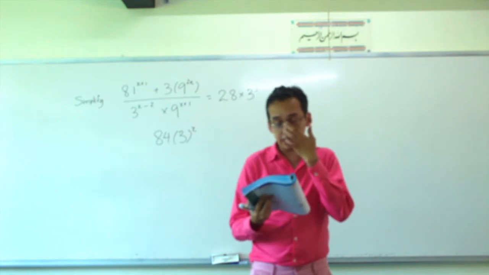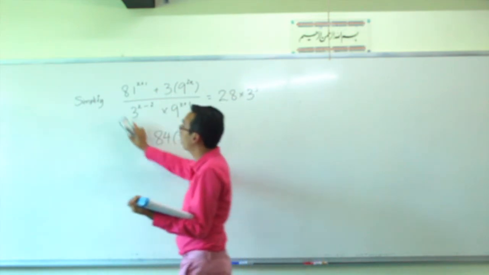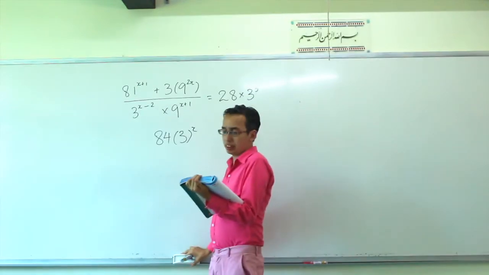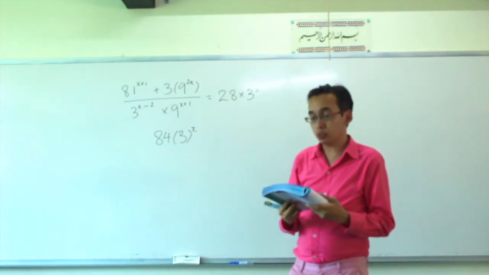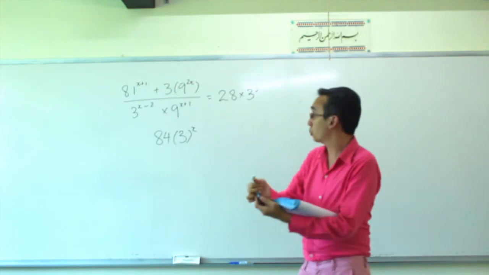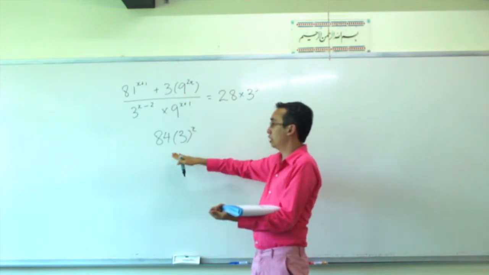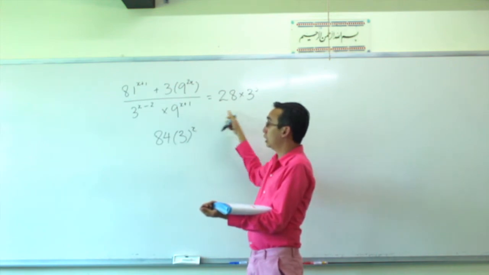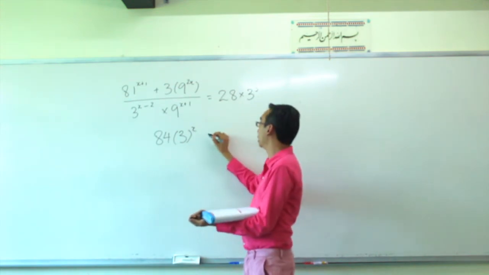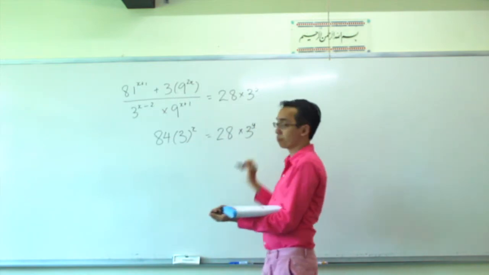So part 2 says that, we're not simplifying anymore, if this particular expression is equal to 28 times 3 to the power of y, show that y equals x plus 1. Since we have simplified earlier, this particular portion can be simplified into 84 times 3 to the power of x. We can say that if this is equal, then 84 times 3 to the power of x is equal to 28 times 3 to the power of y.